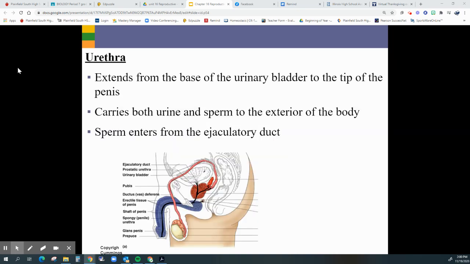Okay. The next one in line then is the urethra. This is the portion of the tube that extends all the way from the urinary bladder to the end of the penis. It carries both urine and sperm to the exterior of the body. And then the only way that sperm can get into that is through the ejaculatory duct that is just in front of the vas deferens.